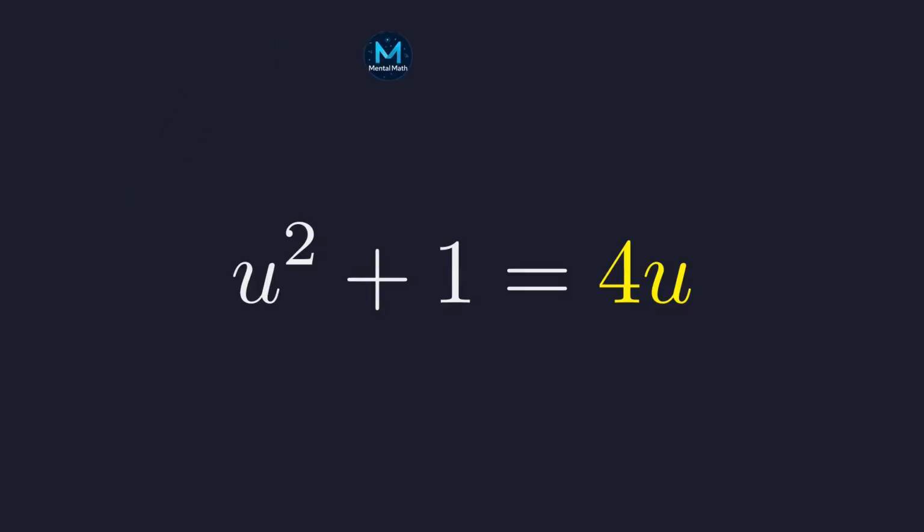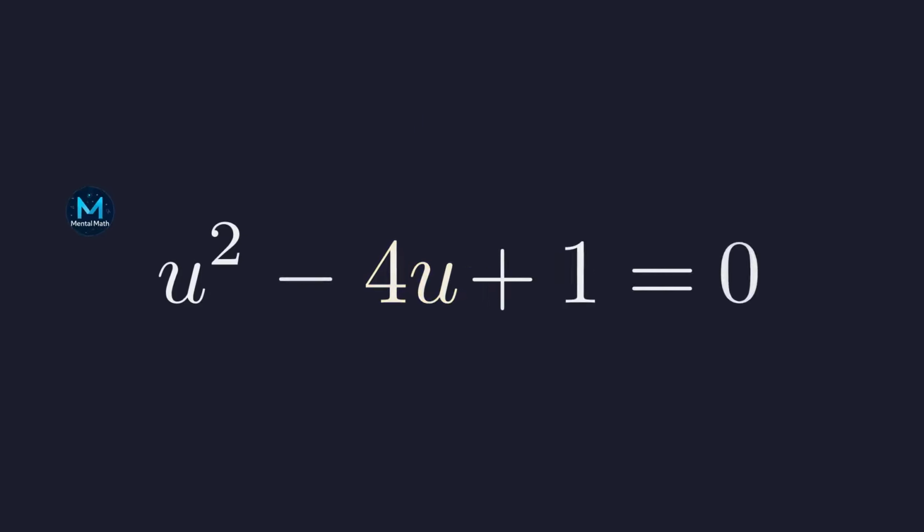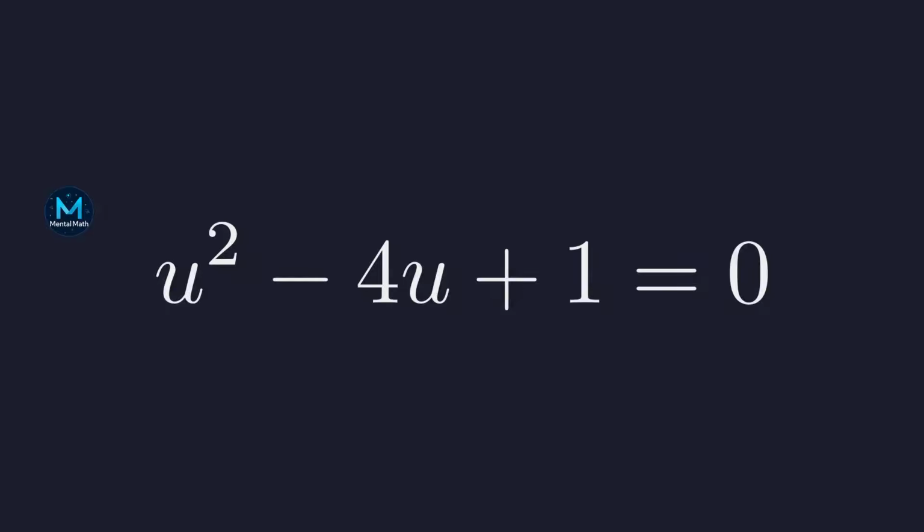To use the quadratic formula, we need to arrange this into standard form, ax squared plus bx plus c equals 0. Let's move the 4u term to the left side. Subtracting 4u from both sides gives us our final quadratic equation.